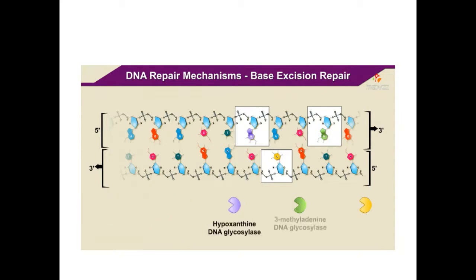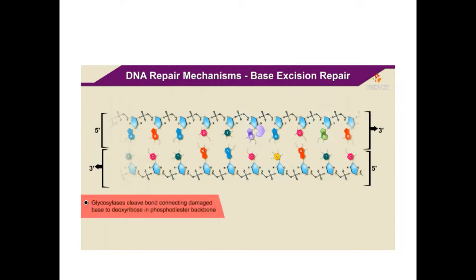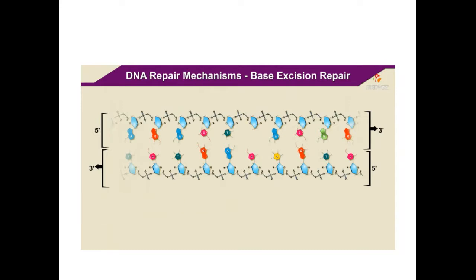Hypoxanthine DNA glycosylase, 3-methyladenine DNA glycosylase, and uracil DNA glycosylase recognize hypoxanthine, 3-methyladenine, and uracil respectively when these bases are present in DNA. The glycosylases cleave the bond connecting the damaged base to deoxyribose in the phosphodiester backbone. The result is an intact phosphodiester backbone missing a base. The site is called an AP site. In this case, it is missing a purine and is therefore an apurinic site. If it were missing a pyrimidine, it would be an apyrimidinic site.